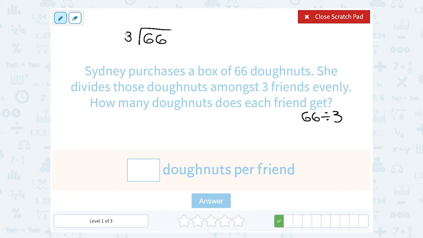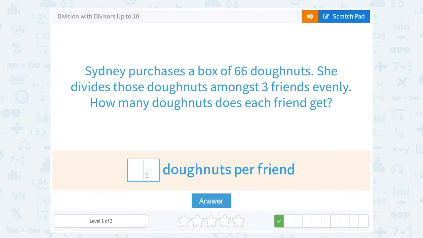So how many times does 3 go into 6? Well, 3 goes into 6 2 times, because 3 times 2 is exactly 6. That leaves us with nothing left over, so we can bring down our next digit of 6. 3 goes into 6 exactly 2 times, right? Again, that gives us exactly 6 when we say 3 times 2, so we have nothing left over. So 66 divided by 3 is 22, or they get 22 donuts per friend.